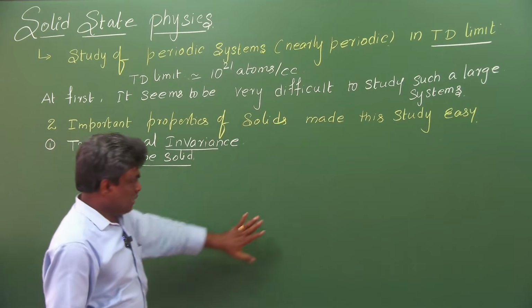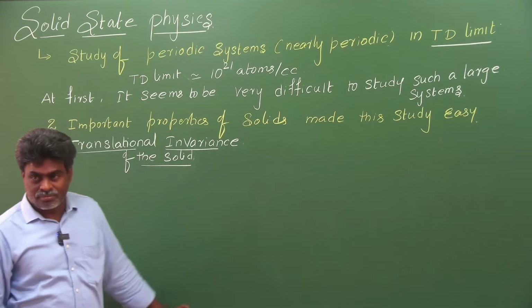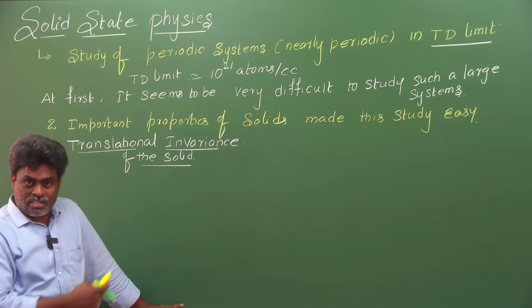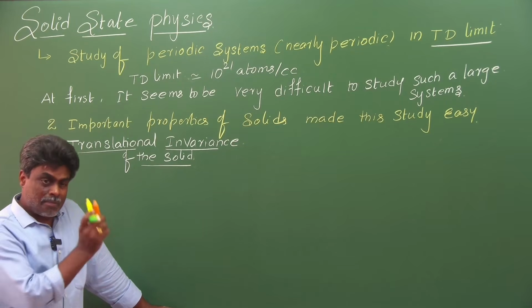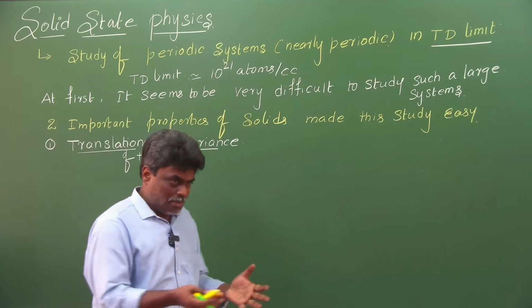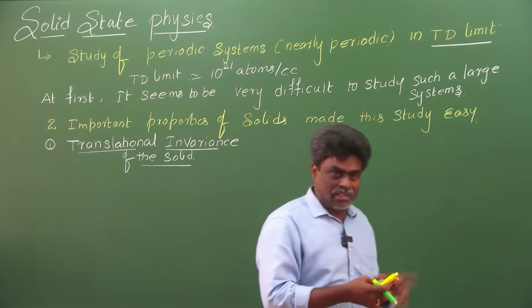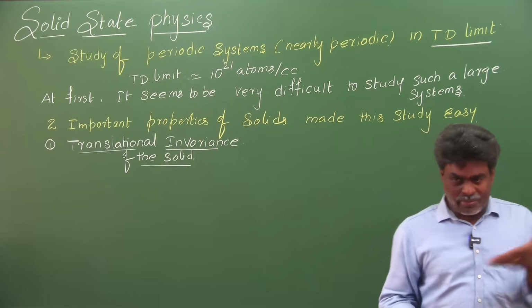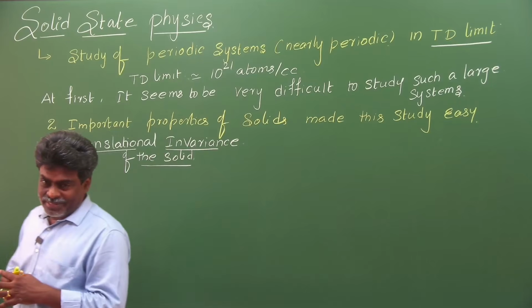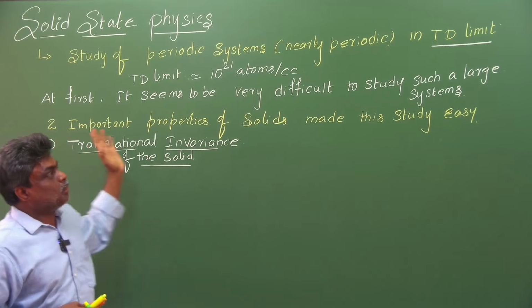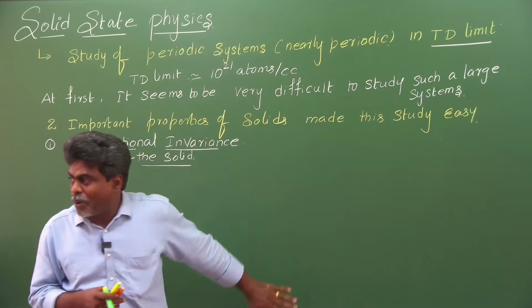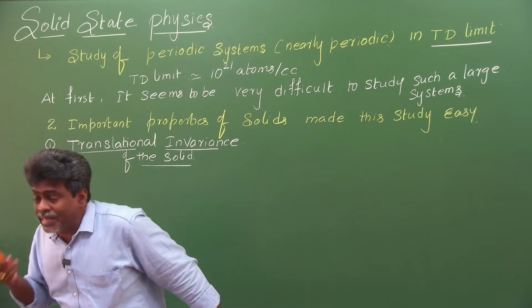For example, if you see this board, around 16 feet, it is a large system. It is made up of some material. So in that material, what are you having? Atoms and molecules combined together, and we get a solid material. Now I want to study the properties of this. No need to study the total material. This solid has a property called translational invariance.